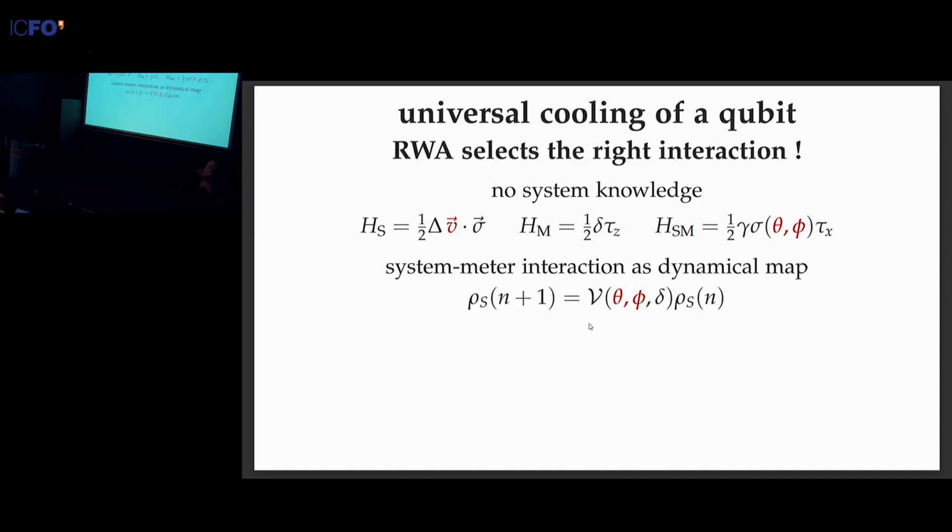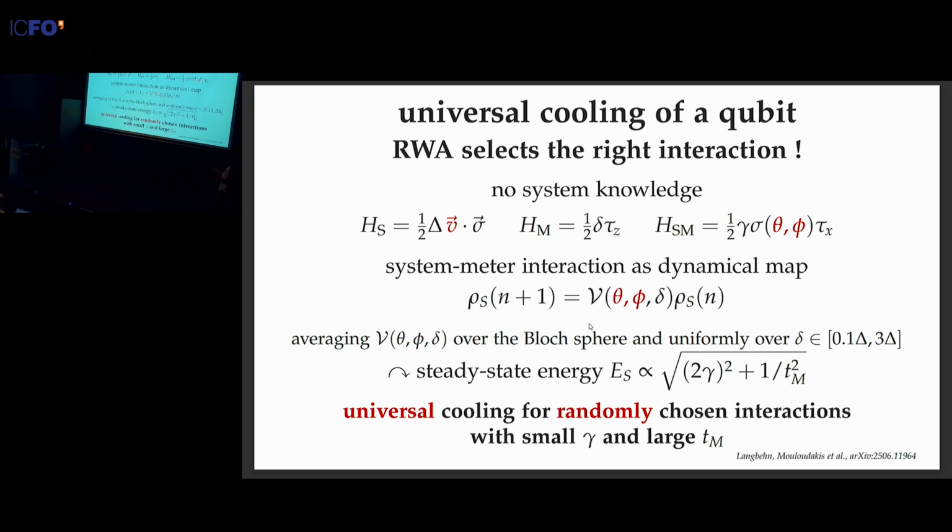We can treat this interaction as a dynamical map and average it over the Bloch sphere and uniformly over the meter splittings, and calculate the steady state energy, and this is the result. So the steady state energy is proportional to the coupling and the inverse interaction time, which is why you need small coupling and large Tm. And this is going to work universally because of these randomly chosen interactions.